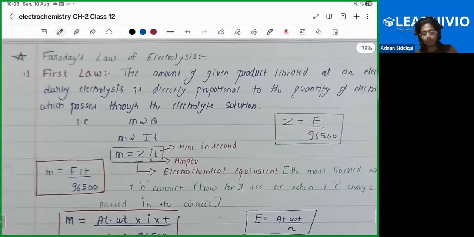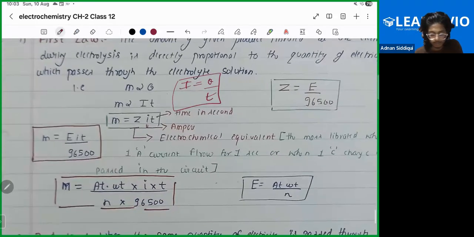So how much mass will be liberated depends on the charge. And what is the charge? Charge is nothing but I into T, current into time, because current is charge per unit time. So more mass will be liberated if you provide more current for a longer period of time, IT.